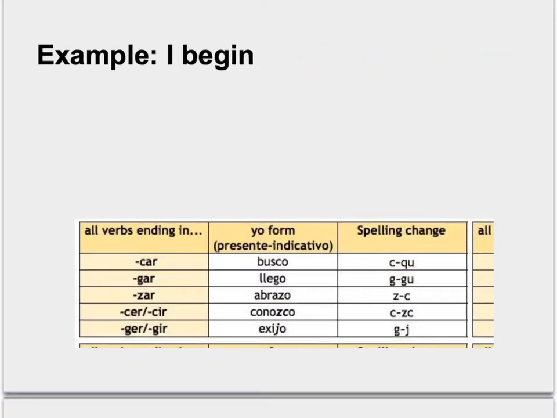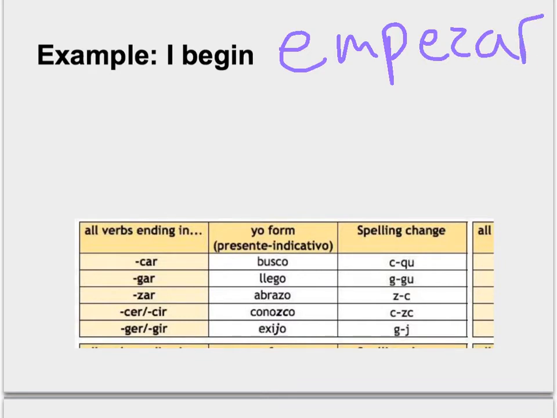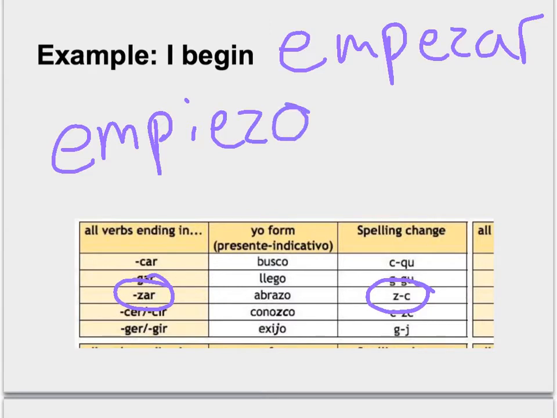Good. And I begin. Let's use empezar. We could also use comenzar. Empezar, it's a zar verb. The z changes to c. So the yo form is empiezo. And we drop the o. And also the z has to change to c. So we would have yo empiece. It's the yo form of the subjunctive, empiece.